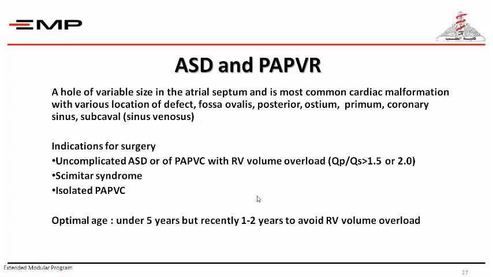The atrial septal defect is a hole in the atrial septum between the left atrium and right atrium. The indication for surgery is volume overload when QP/QS is more than 2, or Scimitar syndrome, or isolated partial anomalous pulmonary venous connection. Usually the optimal age is above 2 years to avoid RV volume overload.